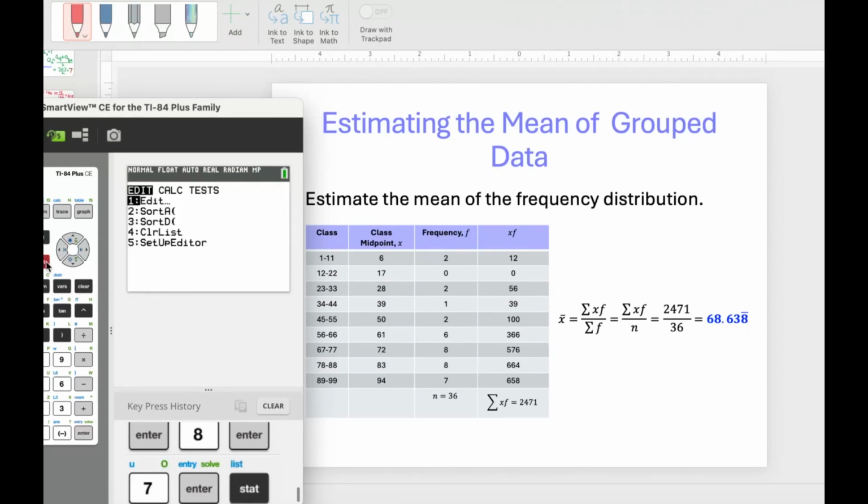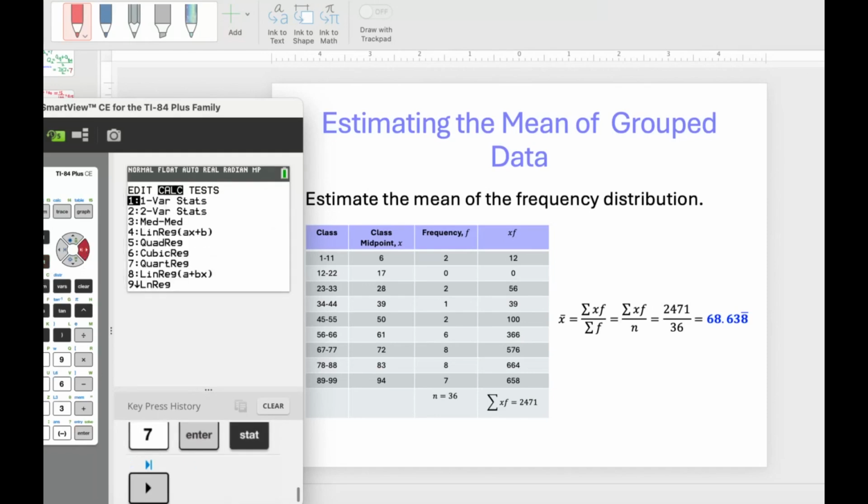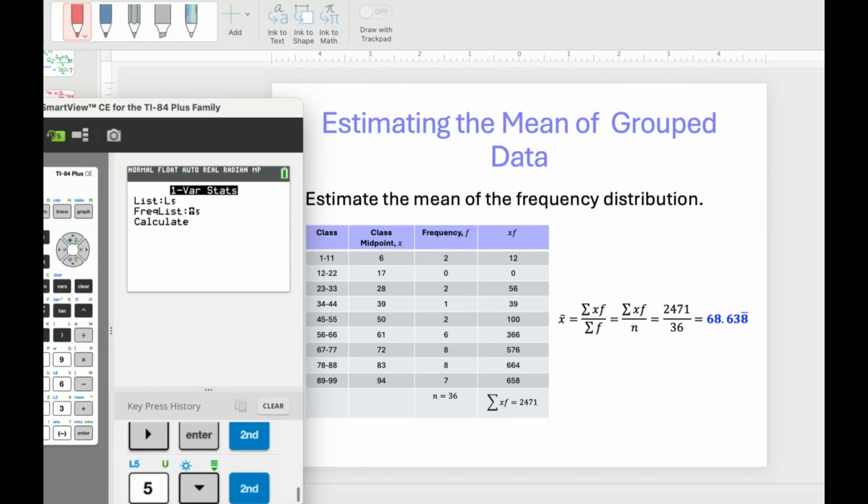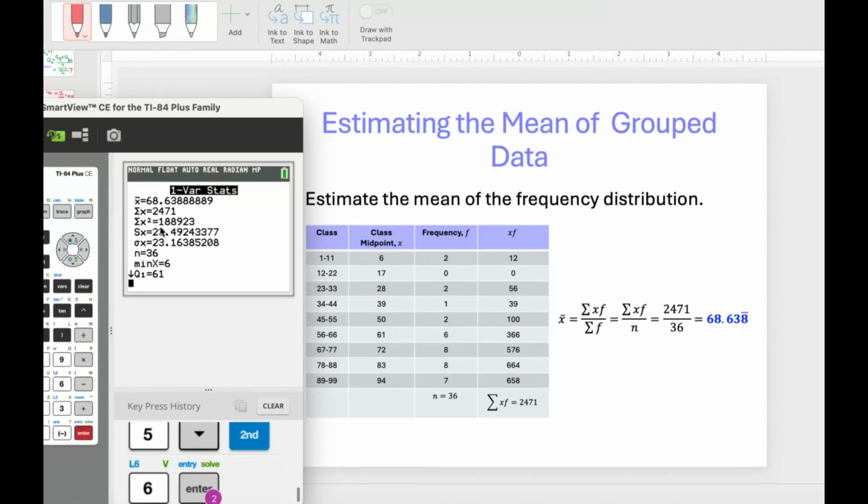Notice again, this is L5 and L6 where we put our information. Go to Stat, Calc, One Variable Statistics, and it was List 5 and List 6. So List 5 and List 6. And calculate it. So here it is. So x bar, our mean is 68.638 with a little bar on top. Or you could round it to 68.639 if you want to do that, round up on it. But this is fine right here.